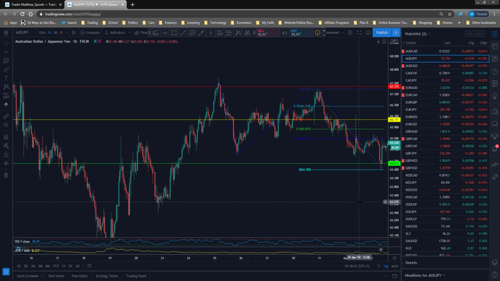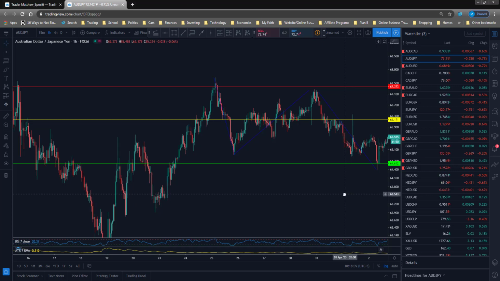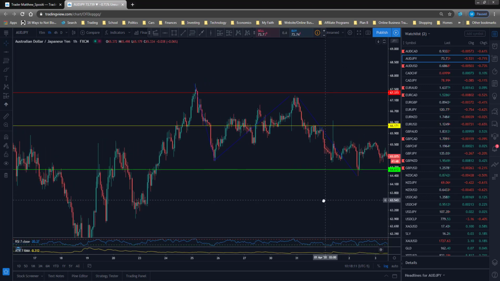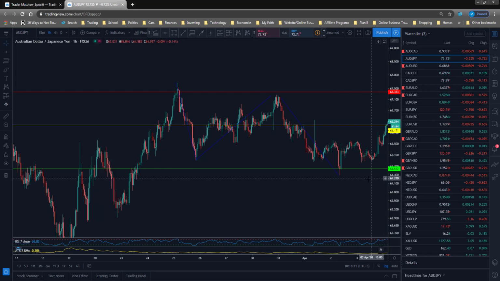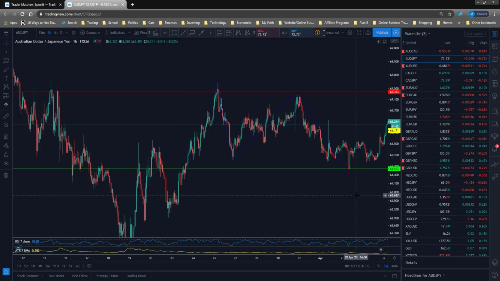Okay, now, well, what now? We have to look and see what happens. See, this is the problem that complex pullbacks create. All right. So first and foremost, we got to get involved. Okay, so now we're involved in the trade. So now I'm hoping that we're going to go ahead and rally.